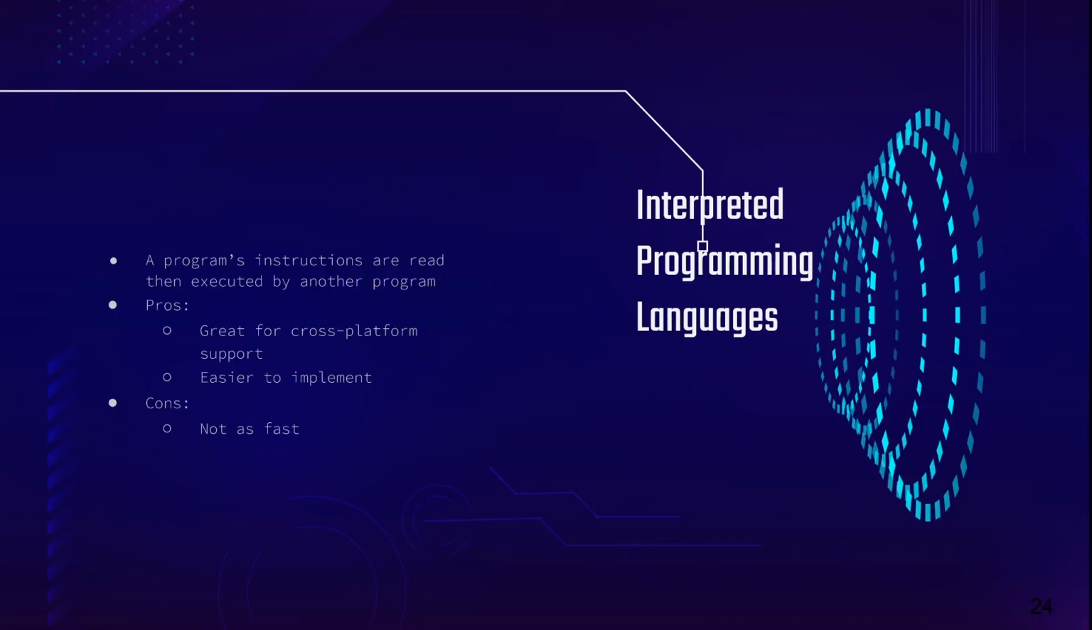That'll be easier. Interpreted programming languages. A program's instructions are read and then executed by another program. This is great for cross-platform support. It is easier to implement, but it's not as fast. Again, rules aren't necessarily strict on this.